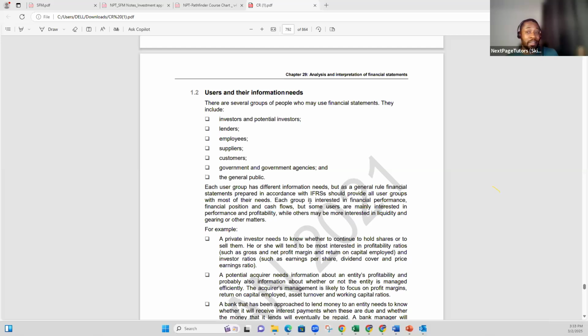Which ratio? You can think of anything from your understanding of financial statements. You can even give me not a popular ratio, a ratio that as an employee you'll be interested in computing and knowing. Tunji, you can go ahead.